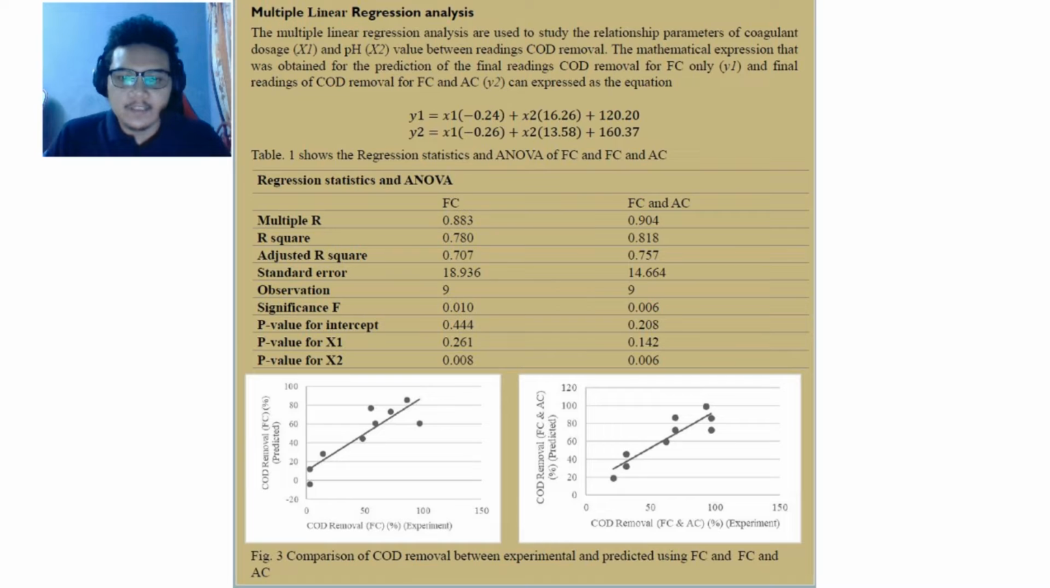Figure 3 shows the comparison of COD removal between experimental and predicted values using FC and AC. Here we can see that the scatter plot of COD removal of FC and AC is denser at the trend line, which indicates that the experimental values are closer to the predicted values for COD removal.